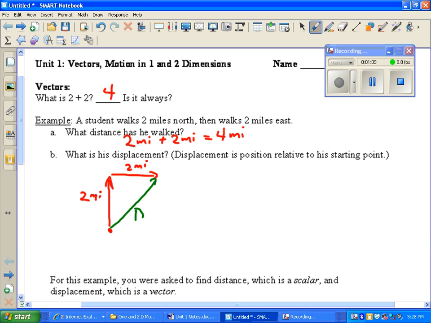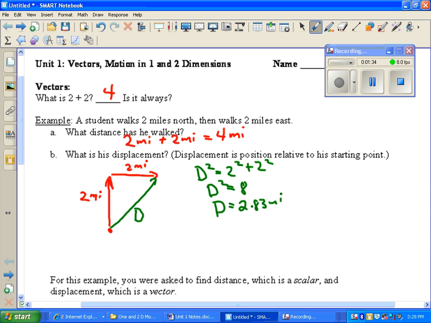Okay, we're going to call this d for displacement in this case. Okay, and how would we find the length of that? Well, we could use Pythagorean theorem. So d squared is equal to 2 squared plus 2 squared. So 2 squared is 4, 4 plus 4 is 8, so d squared equals 8. And then take the square root, and we get d is 2.83 miles.